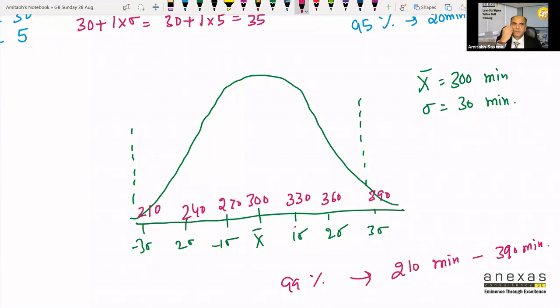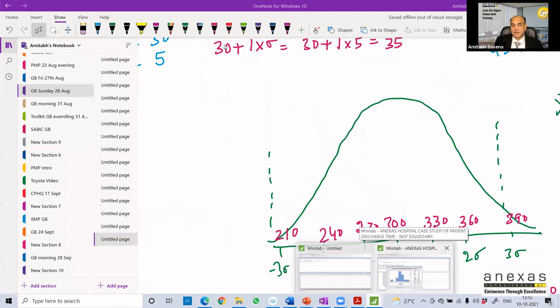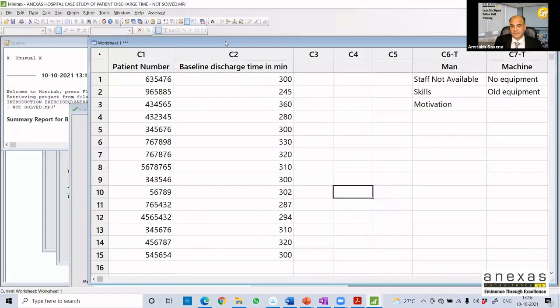So it's very easy to make a judgment about the process. And how many samples do I have to take? Just 20, 30. If you see here, I did not collect too many samples of discharge time of the patients. I just collected 15 samples. So this is a misconception we have that if I have more patients, I will have to collect more data.